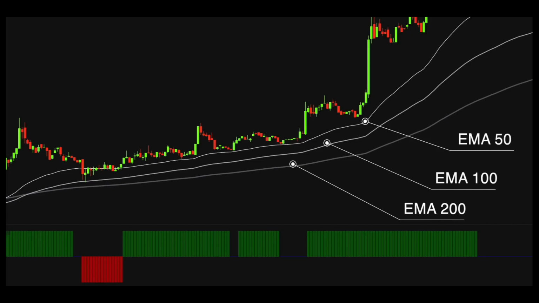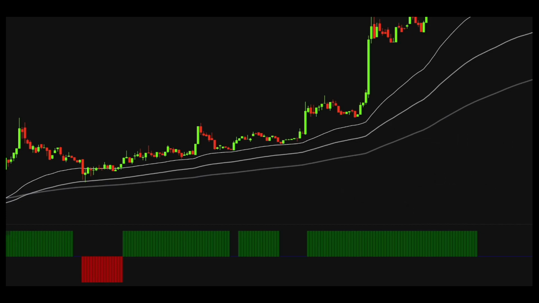The EMAs should then be positioned like this. The price should retrace to the 50 EMA. During the retracement, the candle bar must not close below the moving average. The Heiken Ashi indicator must turn either flat or red during such a pullback. The moment the histogram turns green, we open a long trade.